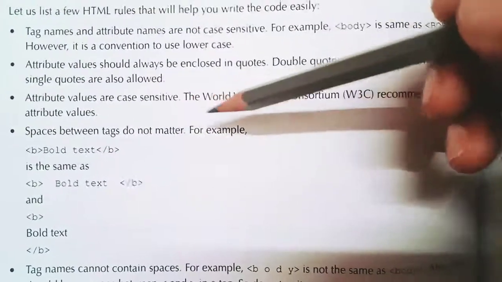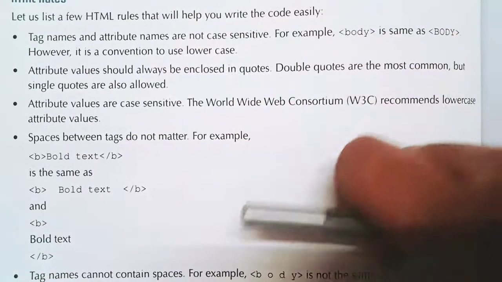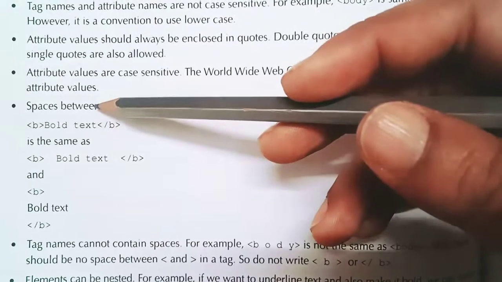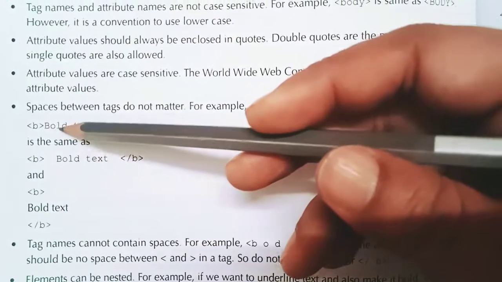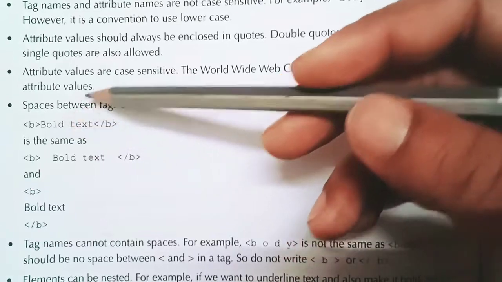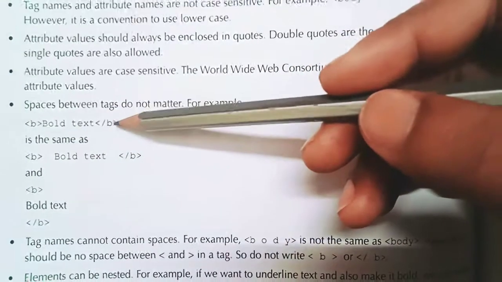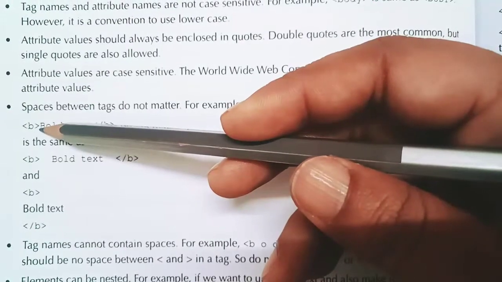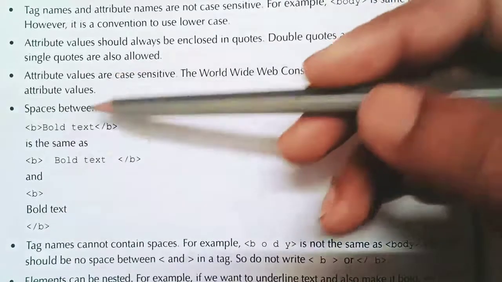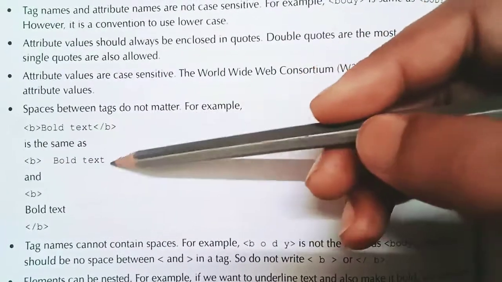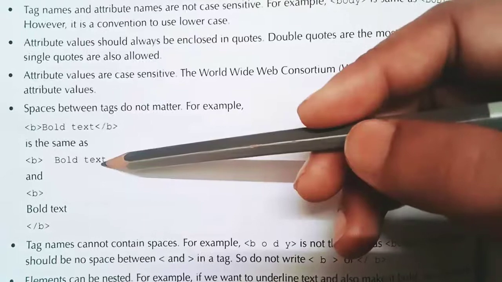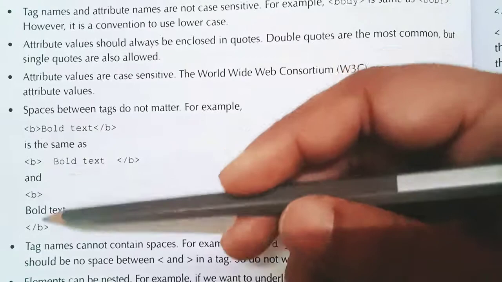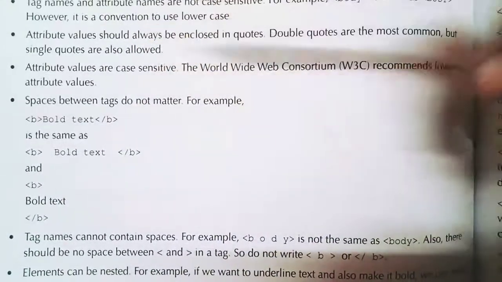Space between tags does not matter. This is the fourth point. Space between the tags does not matter. That means if there is space, no problem, and if there is no space, also no problem. This B tag for bold, then the text, then the tag closed, is the same as this one. Here no space is there, but here a gap is there, and it is not a problem. Both are the same, both are correct. Understood? And bold text like this also you can write, vertically. It does not create any problem.